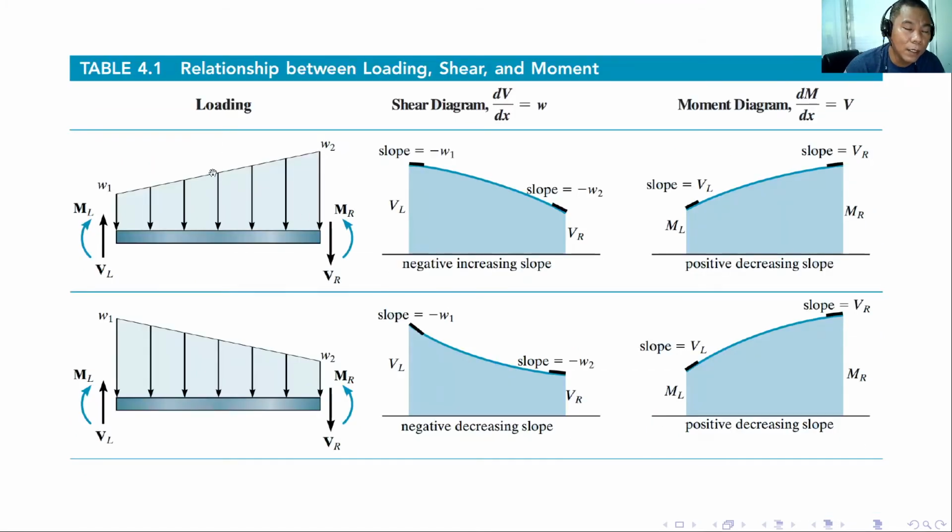For this one, a first degree curve loading, the shear will be a second degree and a third degree moment. Just add 1 for every case. So here we have again a 1 degree slope of the loading. The shear will be plus 1, so a 2 degree curve, and then this is a third degree curve. This trend is always the same wherever you go.